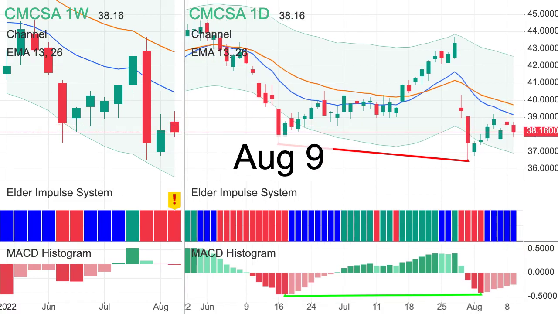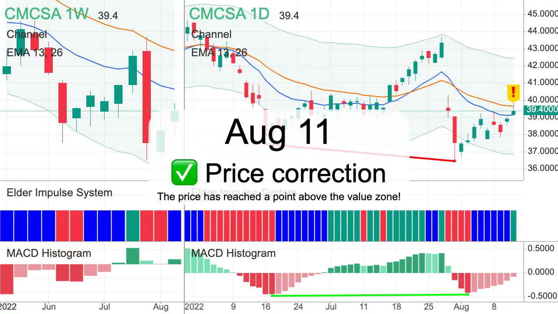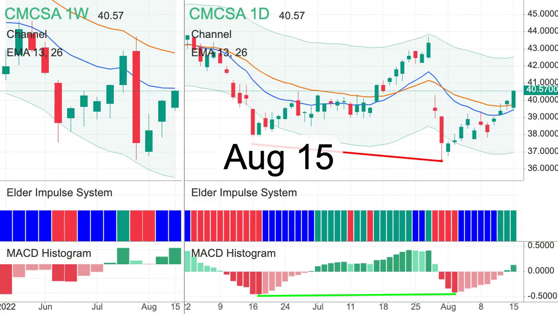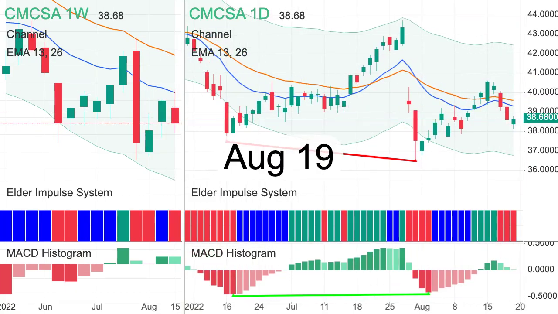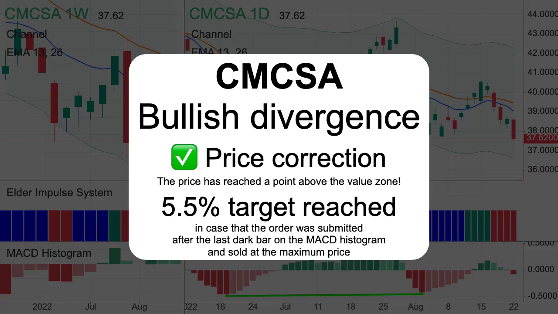Switch to a red bar. A blue bar. The price has reached a point above the value zone. MACD histogram crossed the zero line. 5.5% target reached.